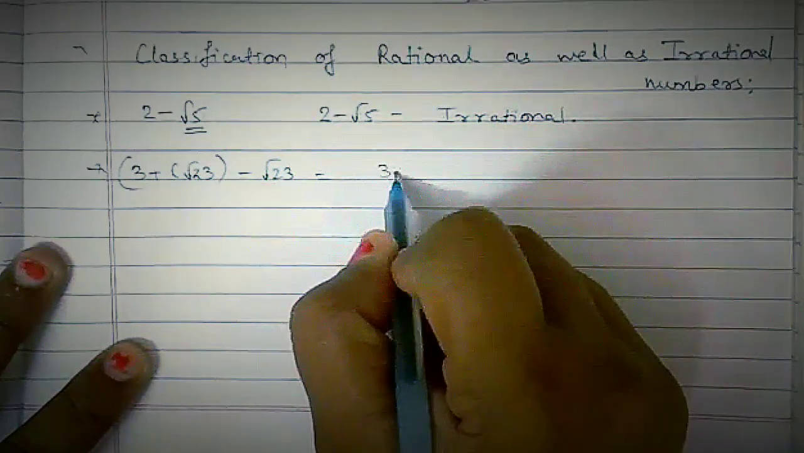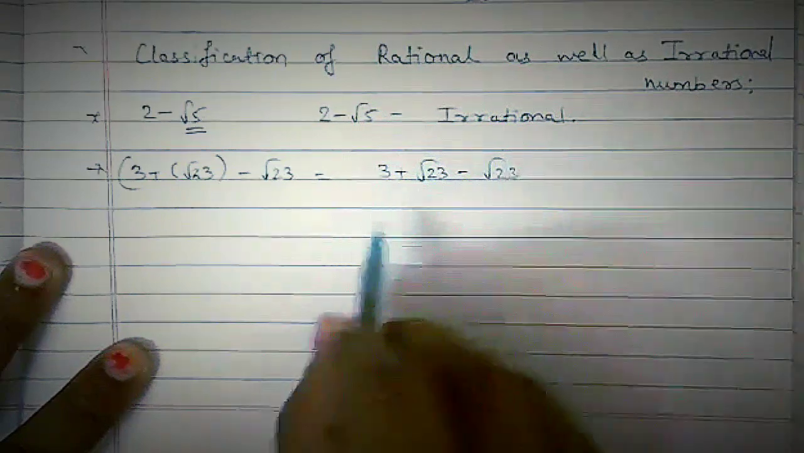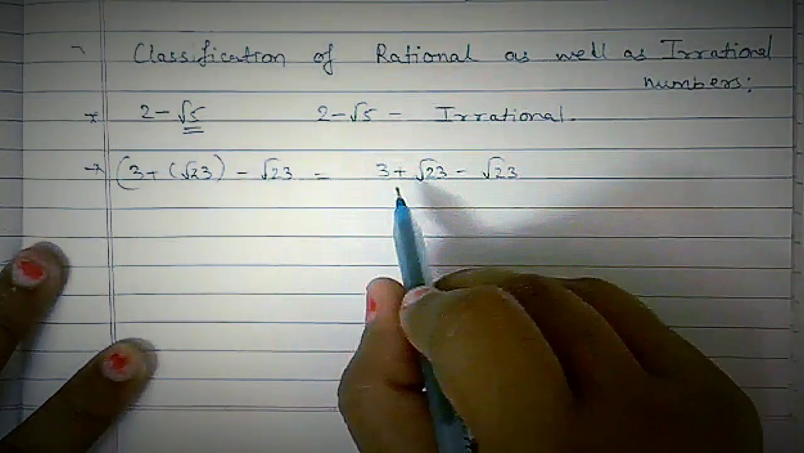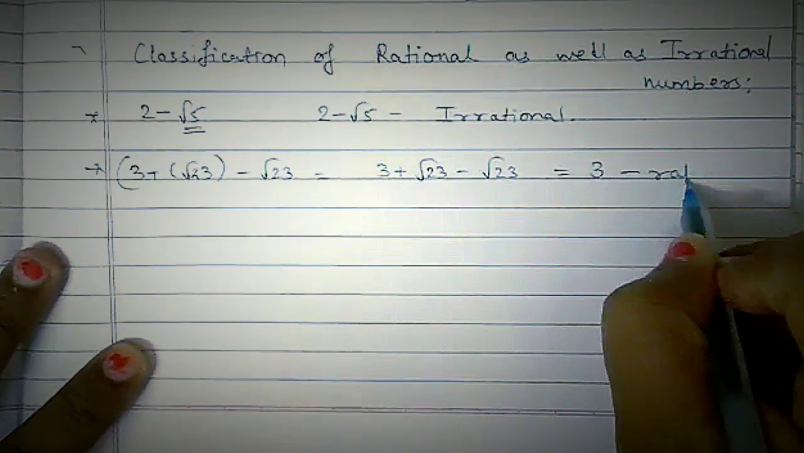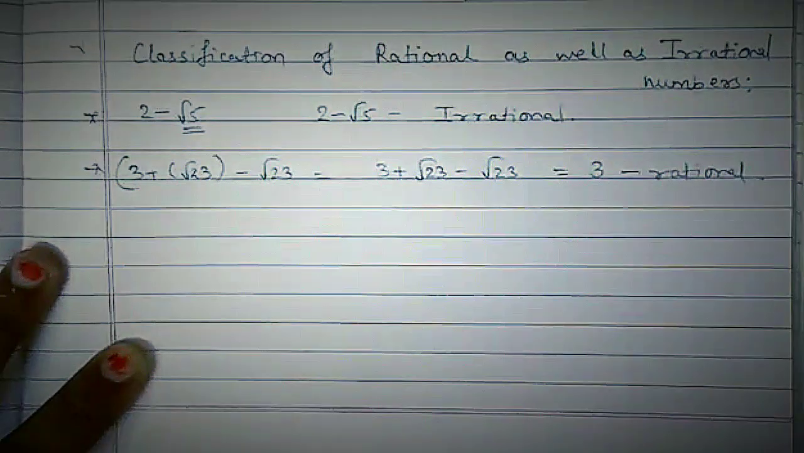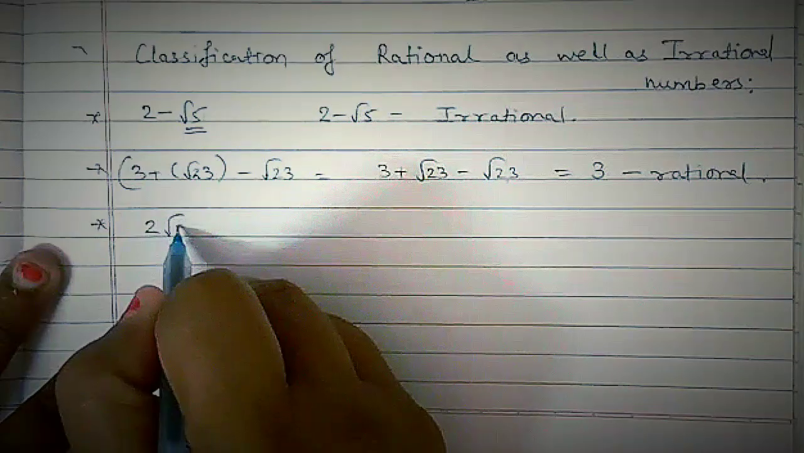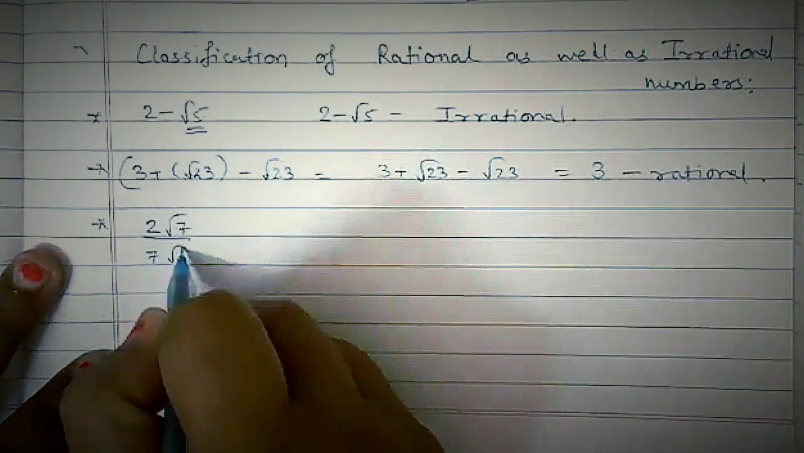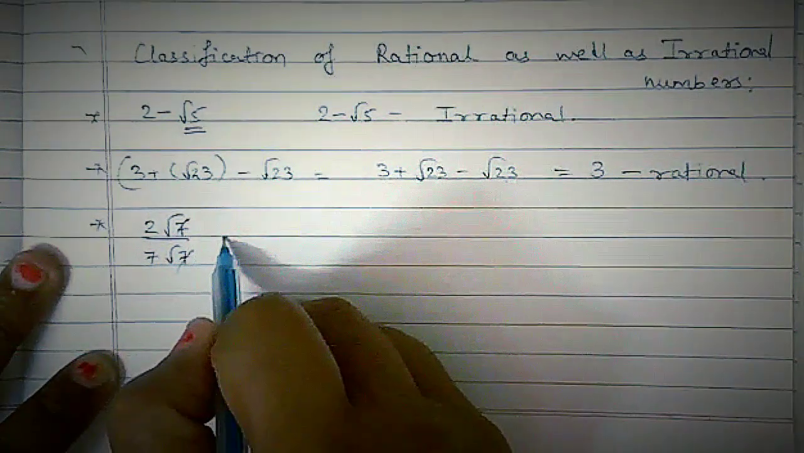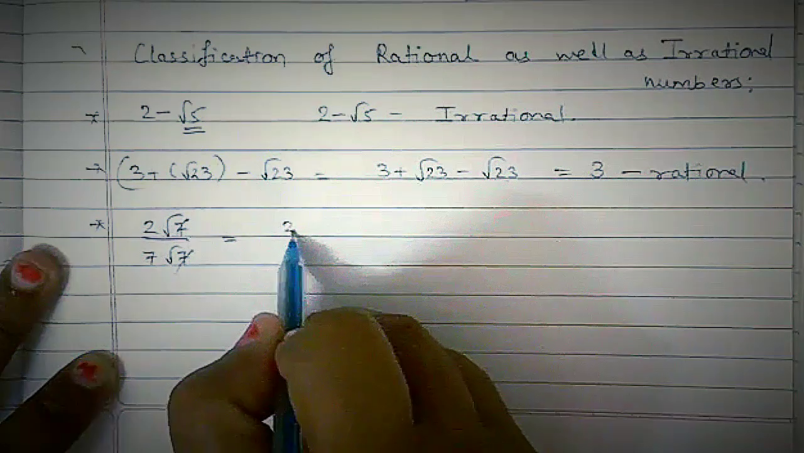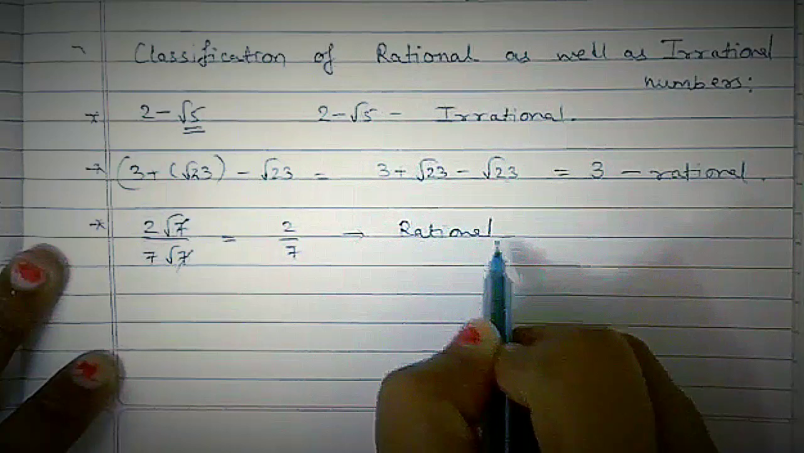Now when we solve this number, this root 23, as it is in positive sign as well as negative, so root 23 will be cancelled and we will get only 3, which will be a rational number, right? Same way, let us find out what is 2 root 7 upon 7 root 7. So here root 7 and root 7 will be cancelled out, and so we will get just 2 upon 7, which is also a rational number.